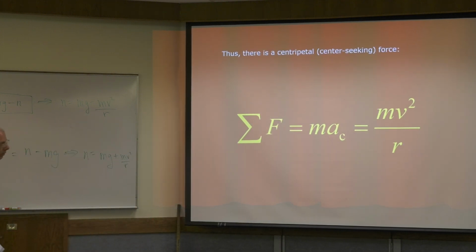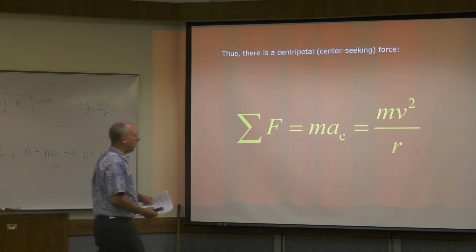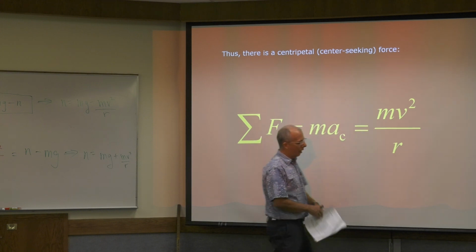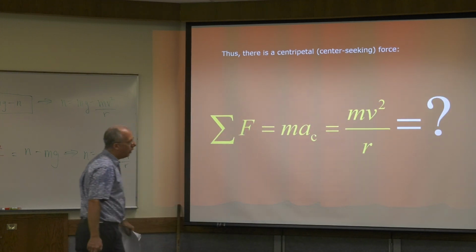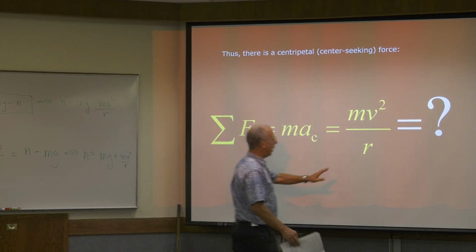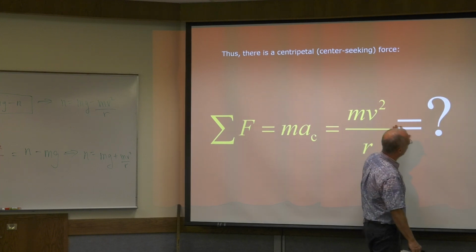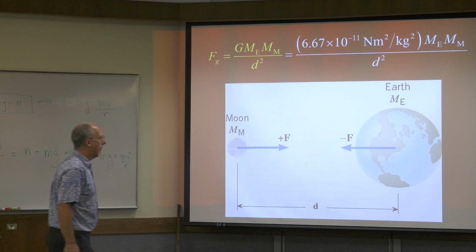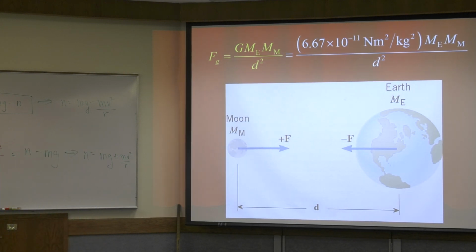Okay, whenever there's circular motion, there's going to be a centripetal force. Sum of the forces equals m a sub c, which equals mv squared over r. But again, your job is to figure out what are the centripetal forces. That's your job, or our job. That's Newton's law of gravity.